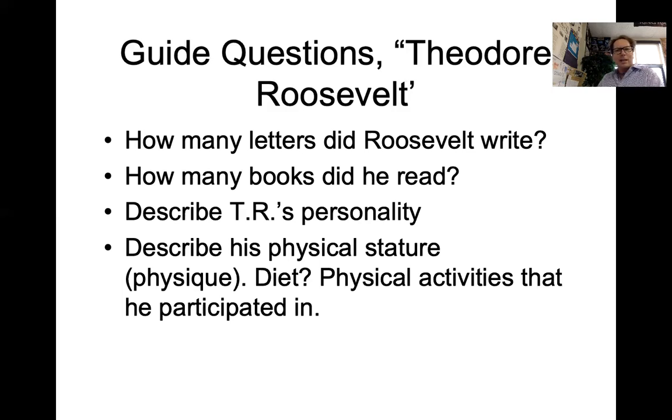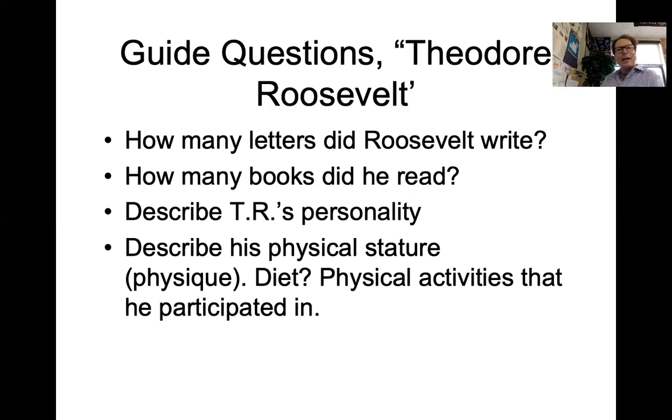Next guide question. And again, this is not a lot, it's a relatively short video. I want you to describe his physical stature, his physique. Remember, I talked a little bit about that growing up. He had asthma as a little boy, and what his father, Theodore Sr., suggested he do. What about his diet? They mentioned what he had for breakfast. What he used to eat.